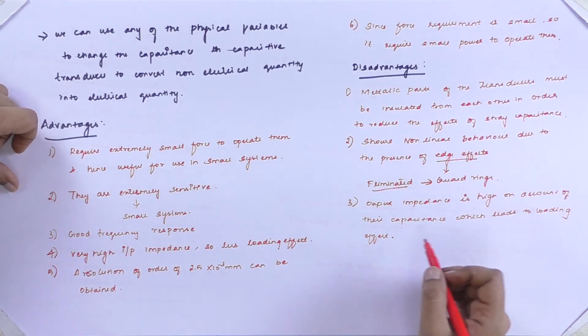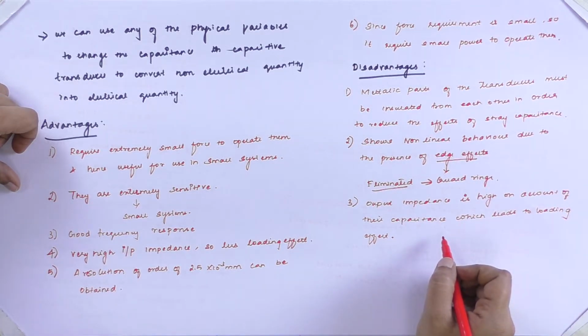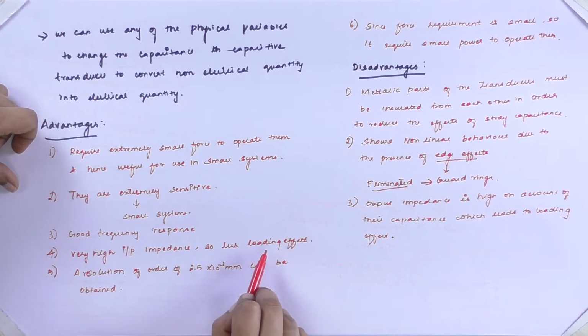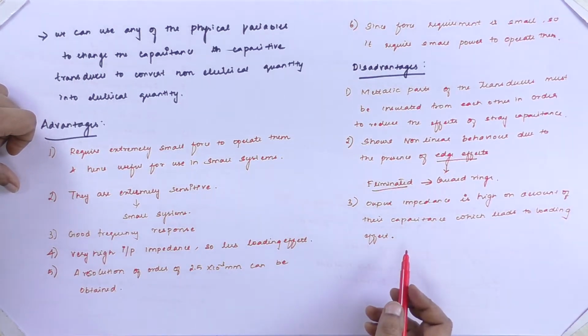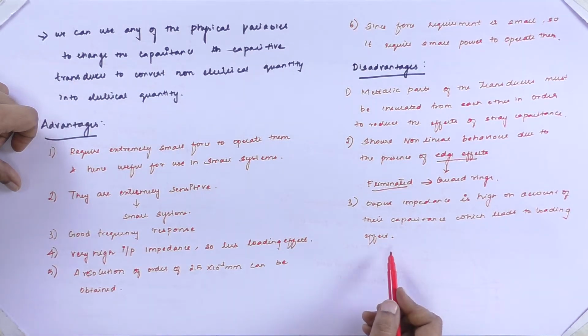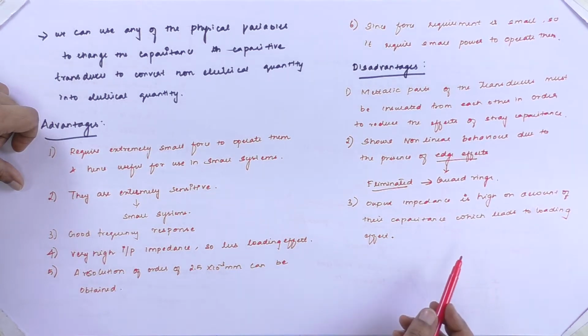We know the condition for loading effect: the input impedance is high in the case of capacitive transducer, which is the advantage of capacitive transducer, so the loading effect is less. But if we see the output impedance of a capacitive transducer, it must be low for less loading effect, but it is not so in the case of capacitive transducer, because the output impedance is high. So it is a disadvantage which causes the loading effect.